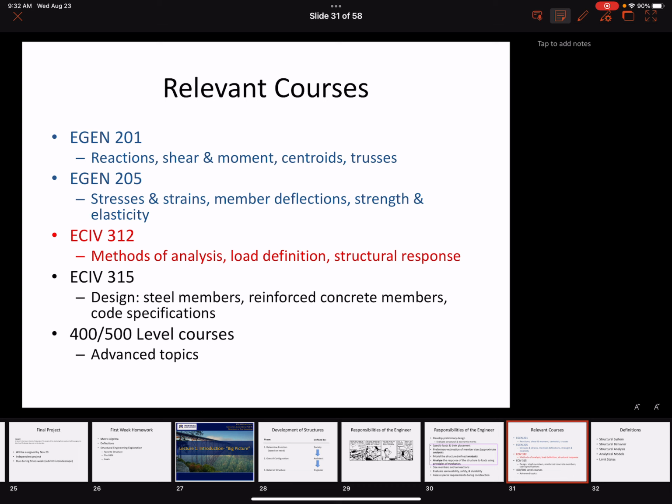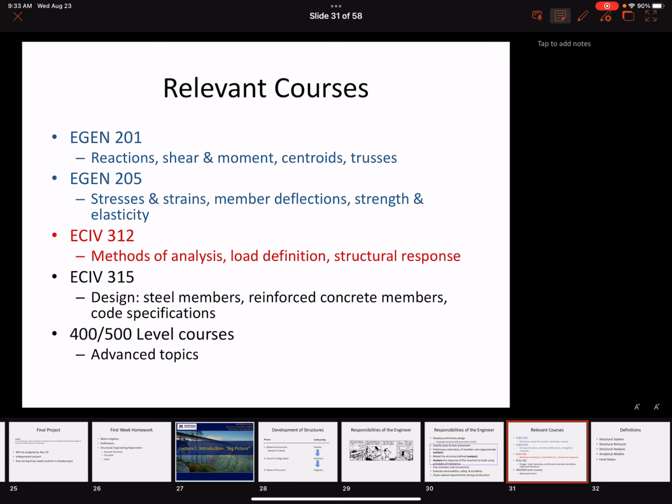Those are usually material design courses like reinforced masonry, wood design, steel, things like that. Or at the 500 level, there are some graduate level courses like dynamics of structures, which is completely different from eGen 202, completely different. I will even say there is one prerequisite for structural dynamics.